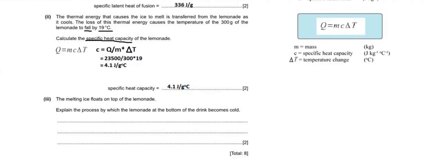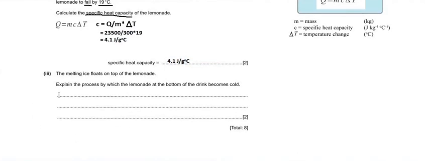Now I will move towards the third sub question. The melting ice floats on top of the lemonade, and explain the process by which the lemonade at the bottom of the drink becomes cold. Okay, so this is our common observation. If you put the ice cubes in the cold drink, that generally floats. And why does this happen?